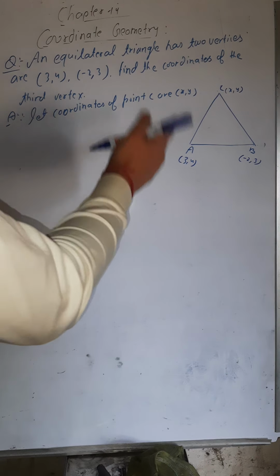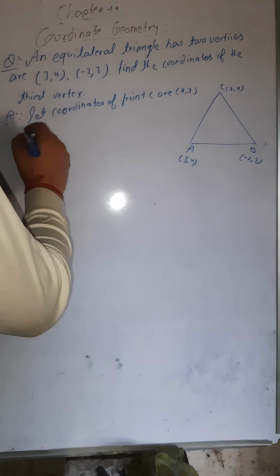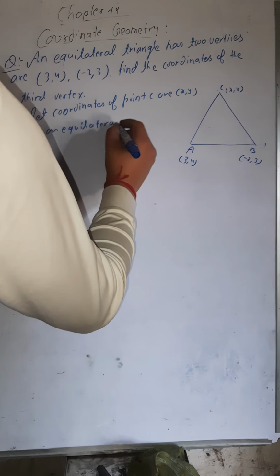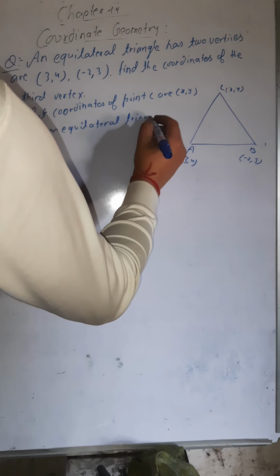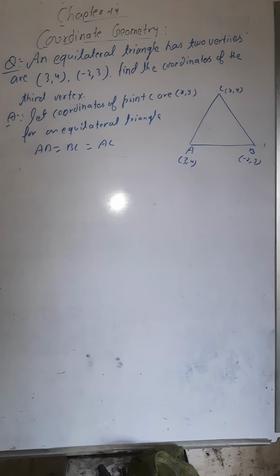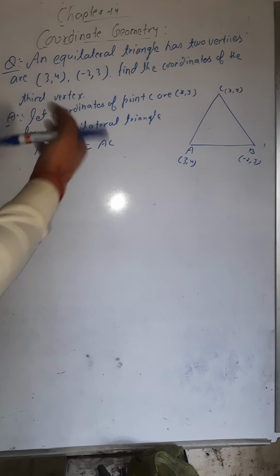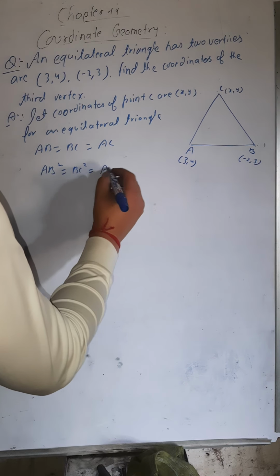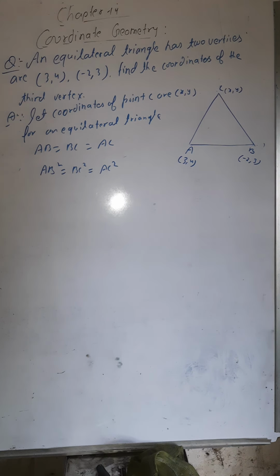Now you must be knowing for an equilateral triangle AB is equal to BC is equal to AC. Yes or not? Because all the sides are equal in an equilateral triangle. It means if I square all the things here, they also will be equal. So it will be AB square equals BC square equals AC square. I can write this way also. Okay. So now let me find out AB, BC and AC individually.